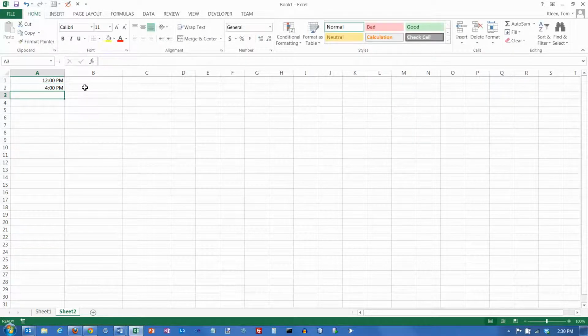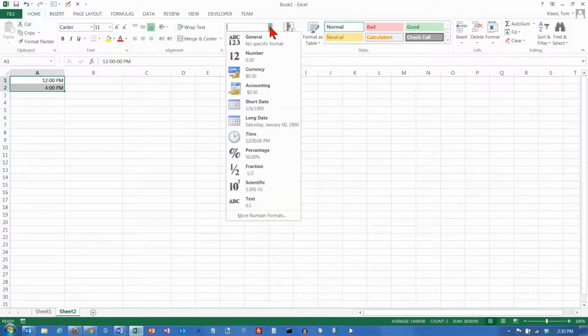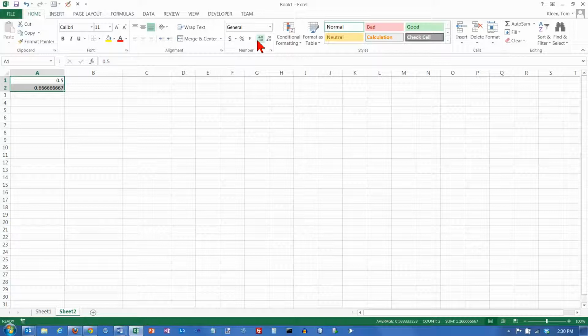Let's type in 4 p.m. And again, Excel recognizes that correctly. Now, what's going on behind the scenes here? Let's take a look. Change the formatting to general and see what's going on.